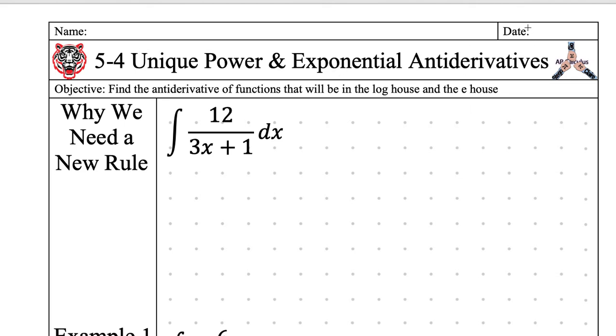All right, this is AP Calculus. Today's date is Monday, November 18th, 2019. Today we're talking about unique power and exponential antiderivatives.